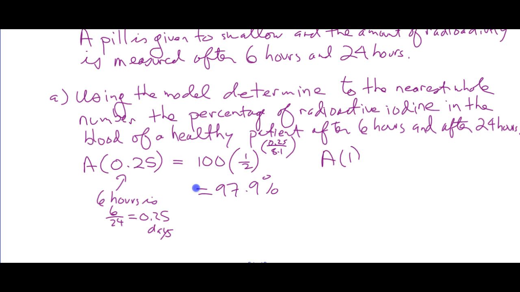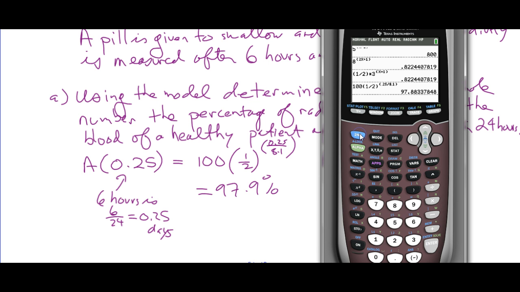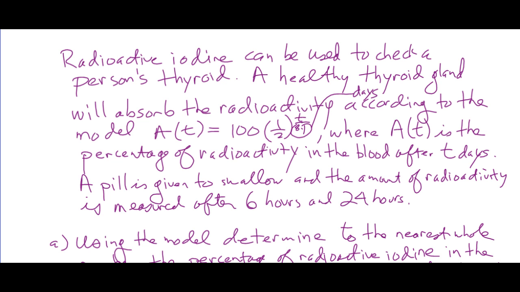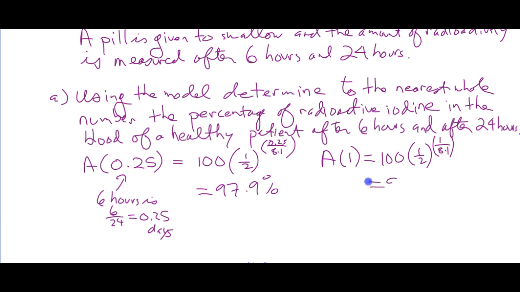After 24 hours, so that's 1 day, you're going to put a 1 in there. It's 100 times 1/2 to the 1 over 8.1. So all I have to do is take this thing that I already have, change that 0.25 to 1.0 and hit enter. 91.8%. So this is 91.8%.